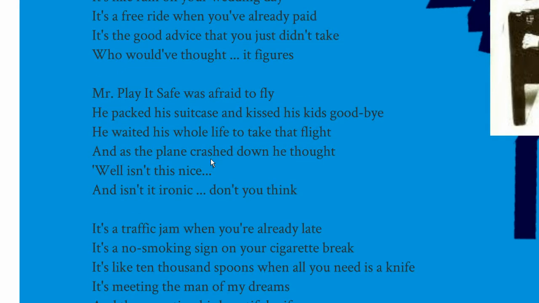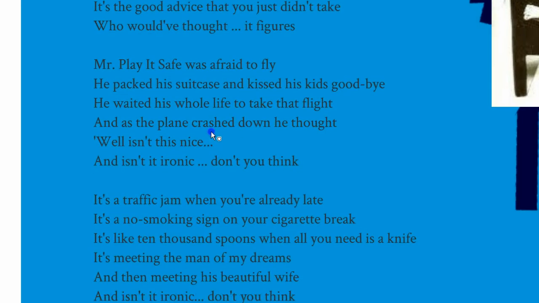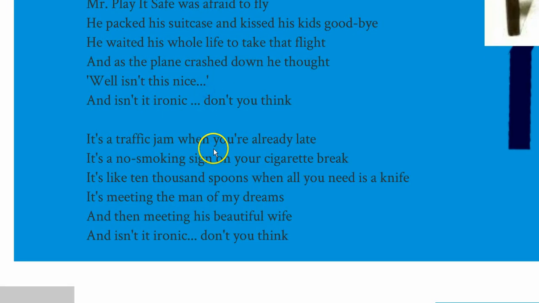Mr. Play It Safe was afraid to fly, packed his suitcase and kissed his kids goodbye. He waited his whole life to take that flight, and as the plane crashed down, he thought, well, isn't this nice? Maybe a little bit ironic, Alanis. A traffic jam when you're already late. No smoking sign on your cigarette break. 10,000 spoons when all you need is a knife. It's meeting the man of your dreams. And then meeting his beautiful wife. Isn't it ironic?